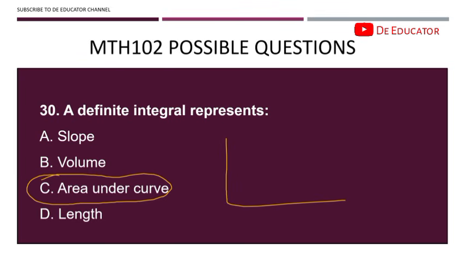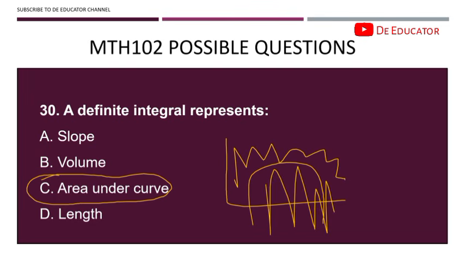So if you have a graph, then we have a curve. The area under the curve is represented by your definite integral. You should take note that this area can be negative. It's not only positive, it can be negative. 31. Next question.